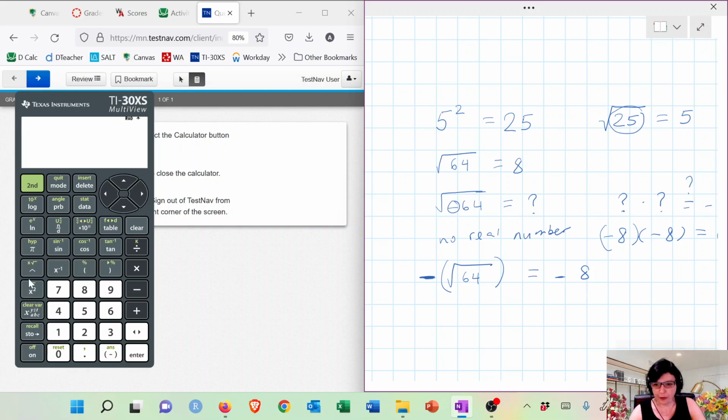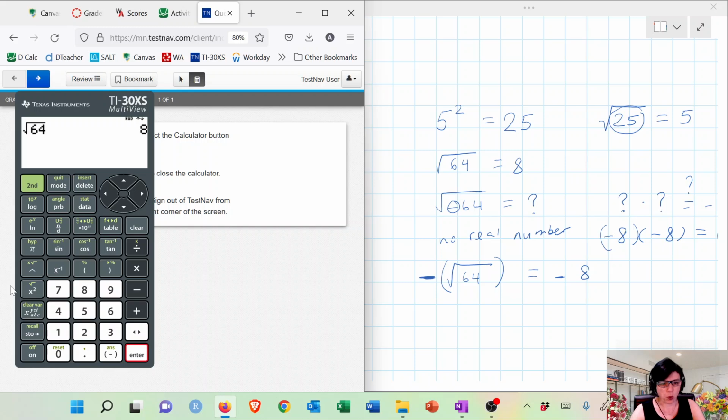So how do I find the square root of 64? What square root is, is this little thingy right here, where it's like squared but it's above that. So you have to press second. Let me clear that. You press second first, and then you press the squared, and then you will see the root, and then you just type 64, whatever it is.